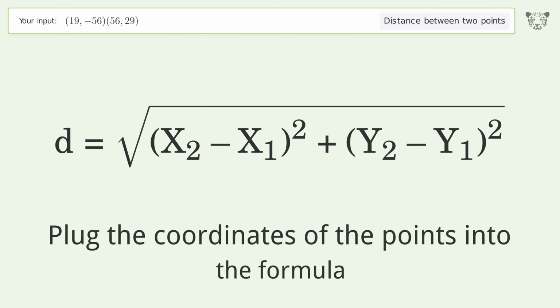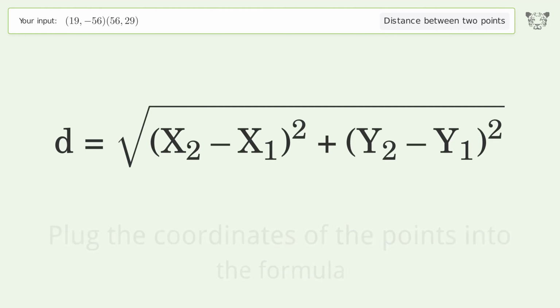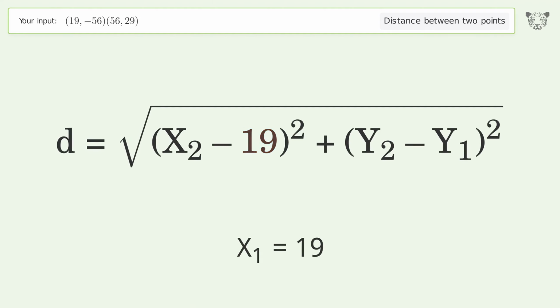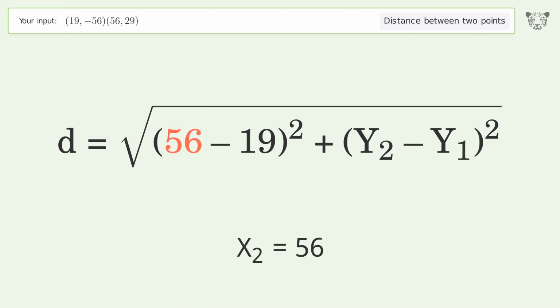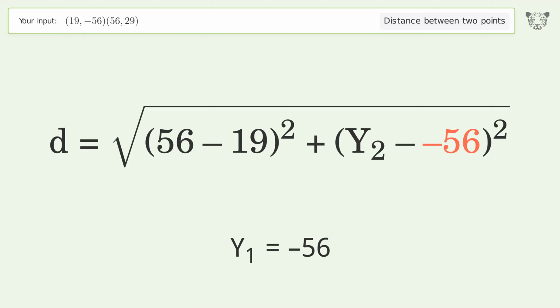Plug the coordinates of the points into the formula. x1 equals 19. x2 equals 56. y1 equals -56. y2 equals 29.